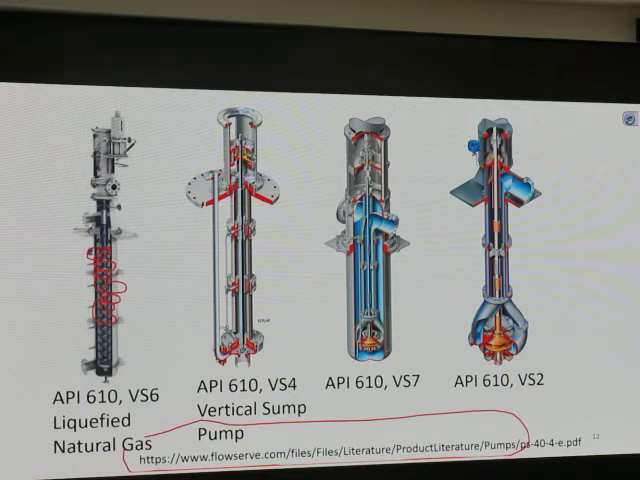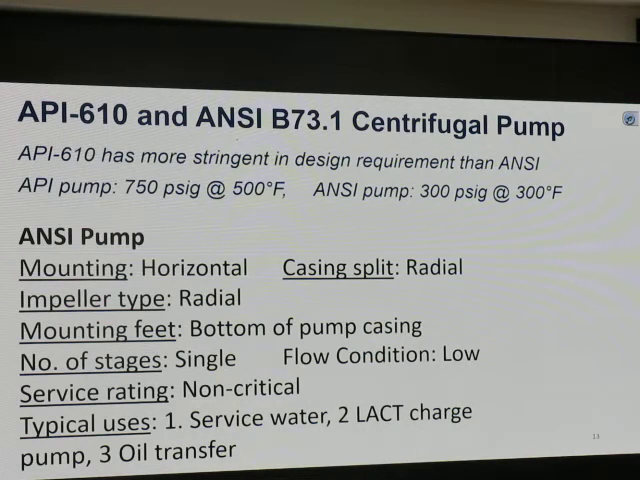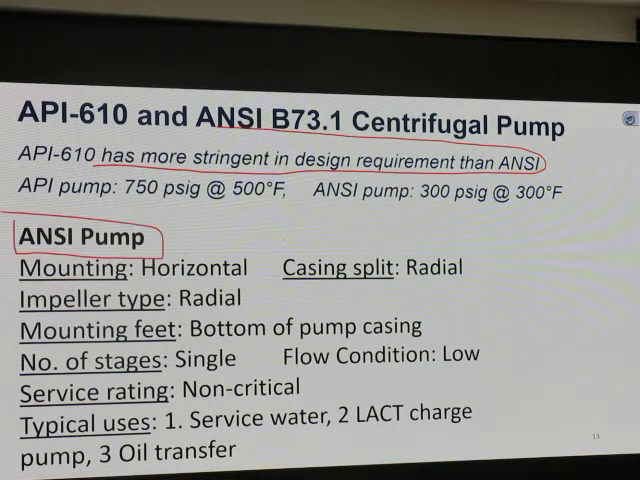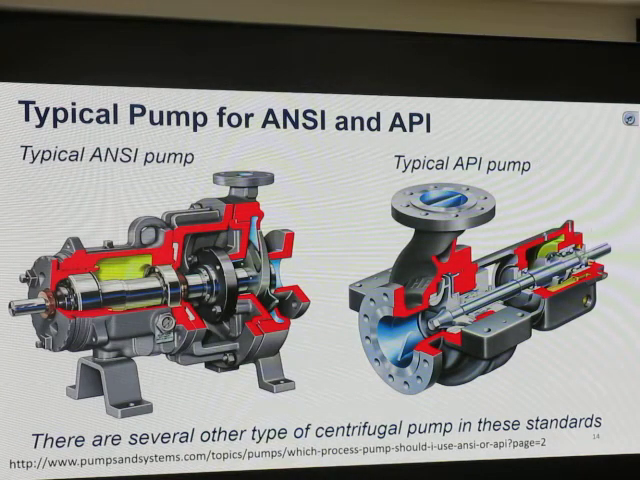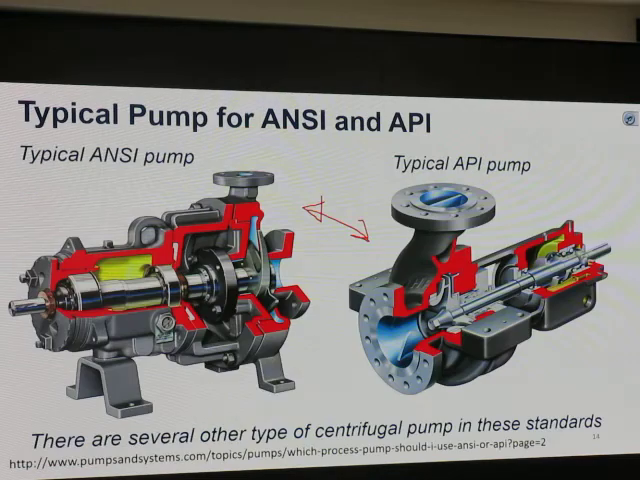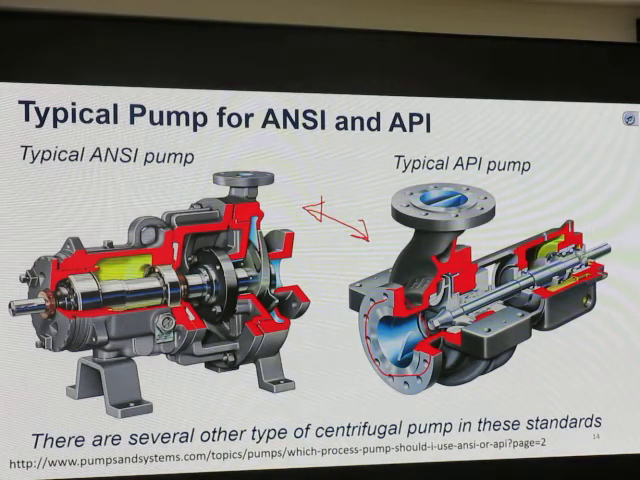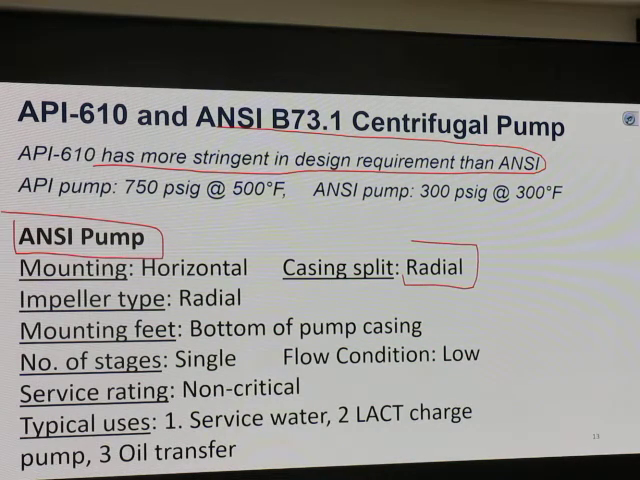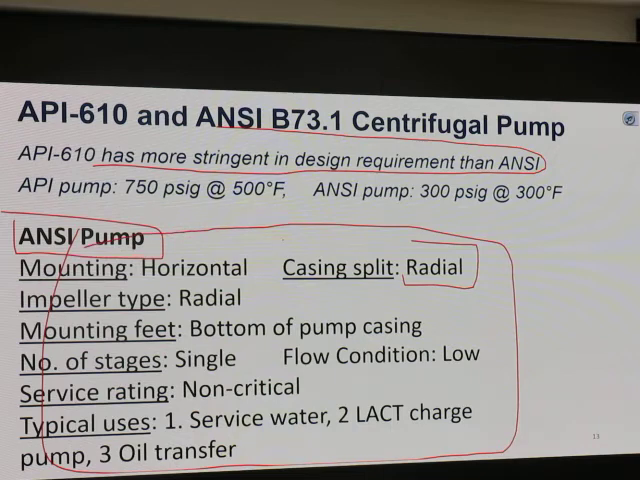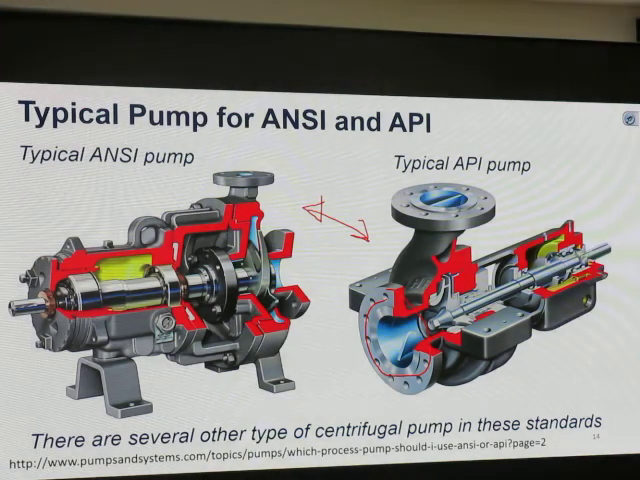Okay, we have several kinds of pump, ANSI and API. API has more stringent rules than ANSI. Okay, and this is the type of regular ANSI pump. They look like this. API pumps are a little bit different. So this is one common type of ANSI and API, but API has several. This is just the detail, but when you see it, you can tell whether it is radially split or axially split. This is just for reference, we don't test you on this. We test you on whether it is radially split or axially split.